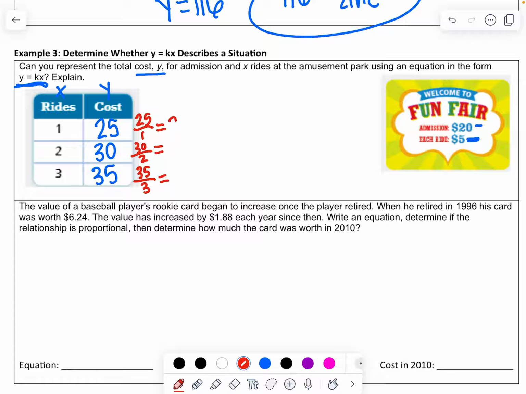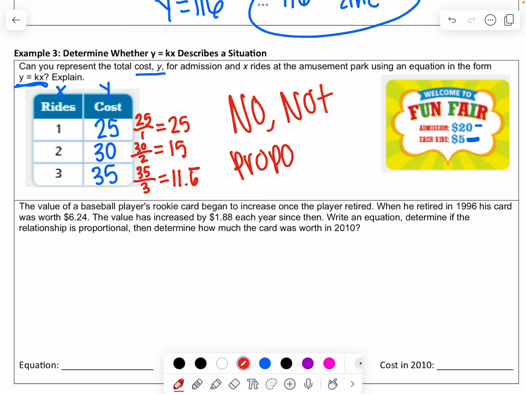So 25 divided by 1 is 25. 30 divided by 2 is 15. So I already know that it's not proportional, but I can do 35 divided by 3 just to be sure, and I'd get 11 and 6 repeating. So we would say, no, the table is not proportional, and so we can't use the equation. If we did use the equation, it would be y equals 5x, because that's how much it costs per ride, and then it would be plus 20, because that's how much the admission costs, and that doesn't change.